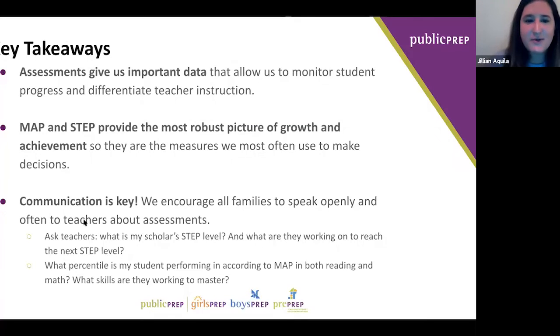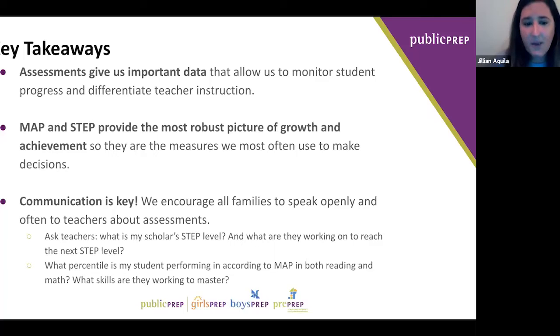So I know we just threw a lot of information at you about our assessments at Public Prep, and we really hope that it was helpful for you in supporting your scholars' learning. As we close our Zoom room tonight, we want you to have at least 3 big takeaways. First, assessments are all about gathering data to support students and teachers. This is a two-way street. We use results not only to see how kids are doing, but also to change how teachers support kids so we can maximize growth.